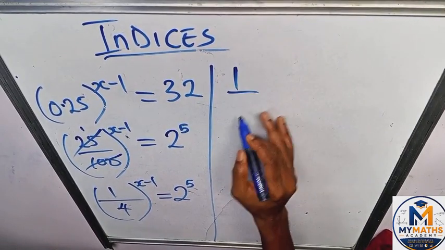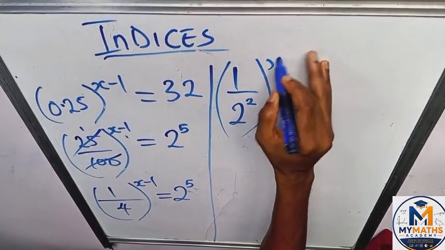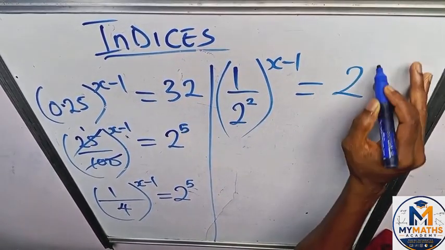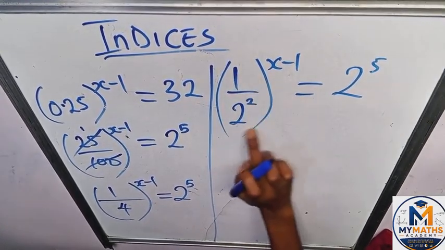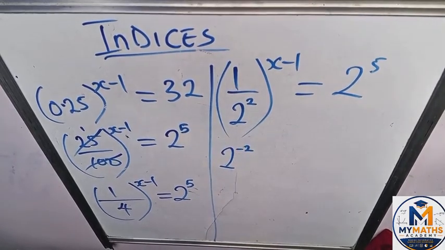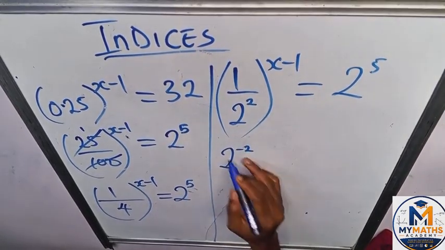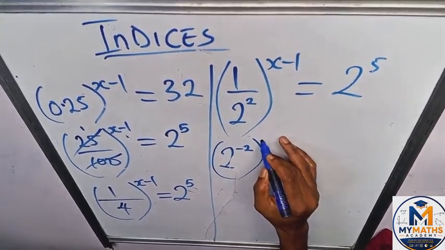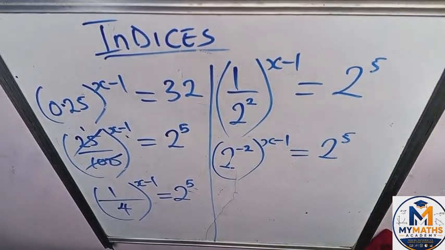1 over 2 raised to power 2, open and close the bracket, raised to power x minus 1 equals 2 raised to power 5. Now I'm going to put this fraction in an inverse form. Putting it in an inverse form is going to be 2 raised to power minus 2. Are we clear? 1 all over 2 raised to power 2 is going to be 2 raised to power minus 2, open and close the bracket, raised to power x minus 1 equals 2 raised to power 5.